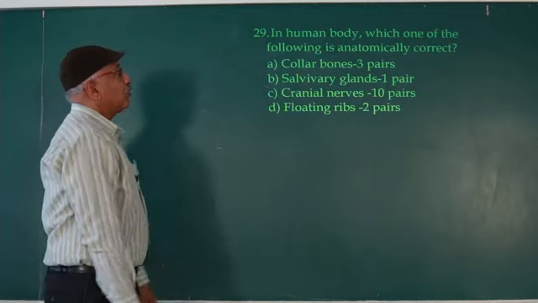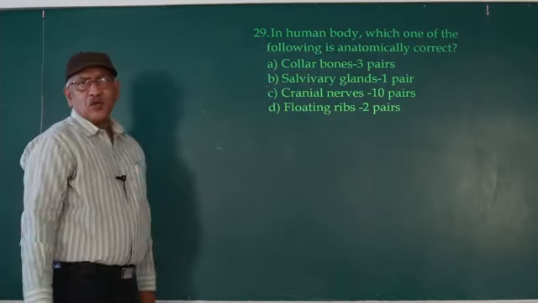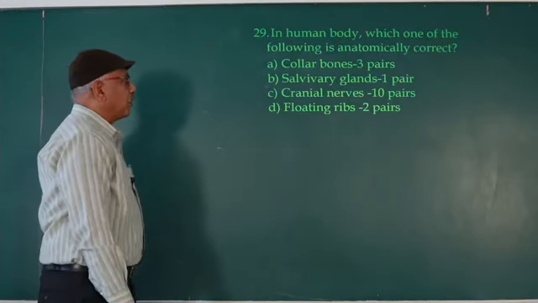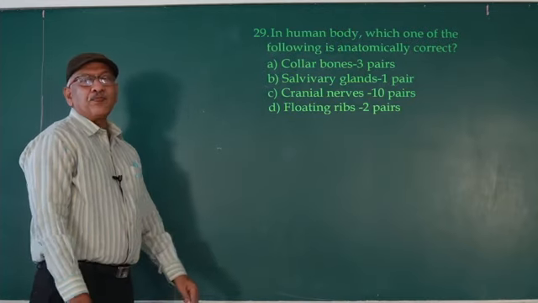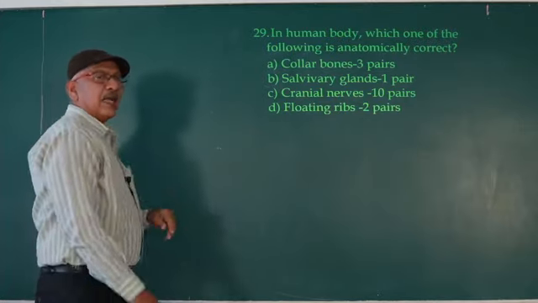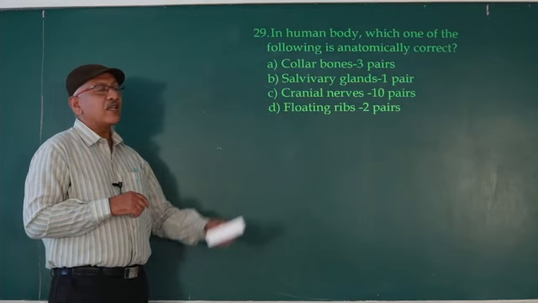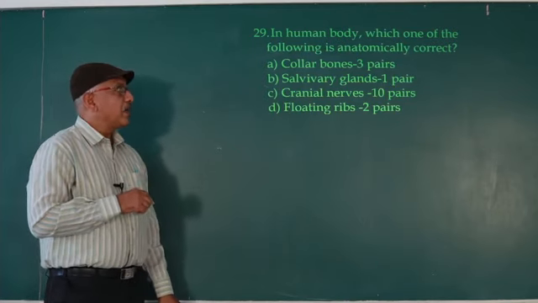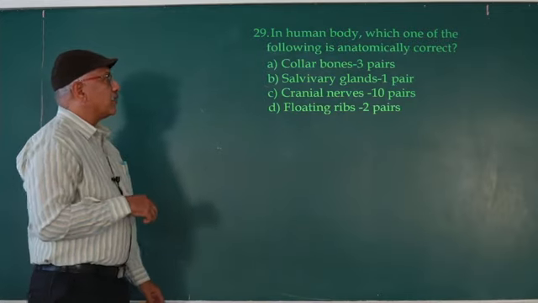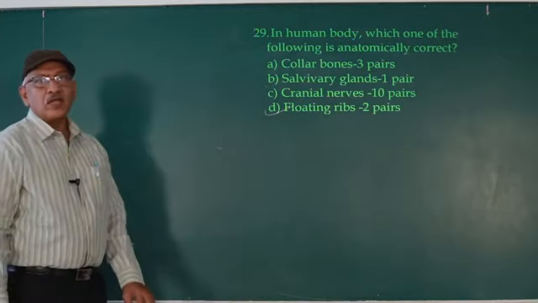In the human body, which one of the following is anatomically correct? Collarbones, 3 pairs. It is one collarbone, another collarbone, only 2. Salivary glands, 1 pair. We have 3 pairs of salivary glands. Infraorbital salivary glands are absent. So 3 pairs of salivary glands, mentioned 1 pair, wrong. Cranial nerves, 12 pairs, but given 10 pairs. Floating ribs, 2 pairs, correct. 11th and 12th are known as floating ribs.